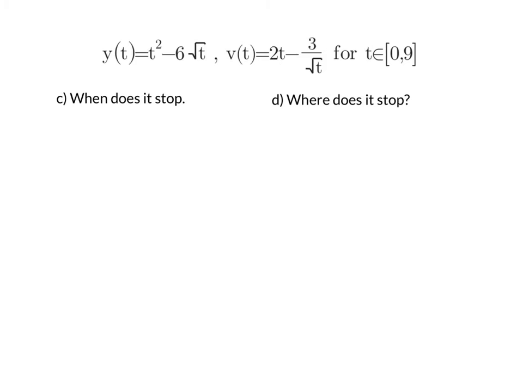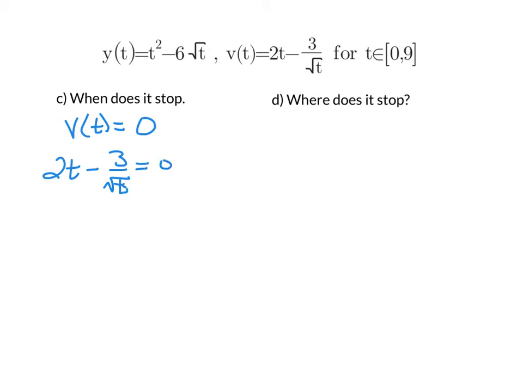So far we have two functions now. The first one is the position function, so where the particle is on the y-axis, and the second one is our velocity function, so how fast it's moving at any given point in time. In part C, it's asking when does the particle stop? Well, if something is stopped, its velocity is equal to 0. So I'm going to take my velocity function, 2t minus 3 over the square root of t, and set that equal to 0 and solve it.